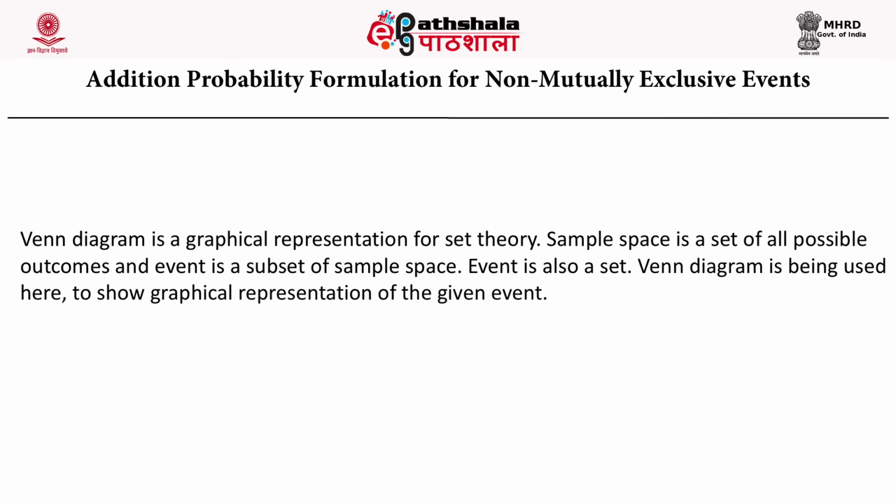A Venn diagram is a graphical representation for set theory. The sample space is the set of possible outcomes, and an event is a subset of the sample space. So an event is also a set, and Venn diagrams are used here to show a graphical representation of the given events.